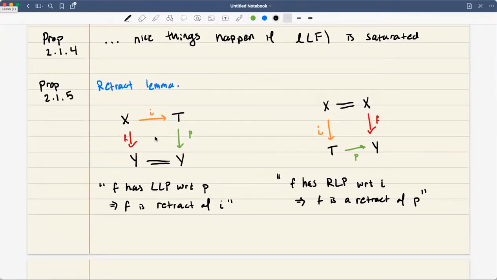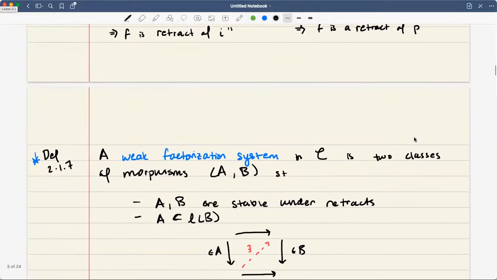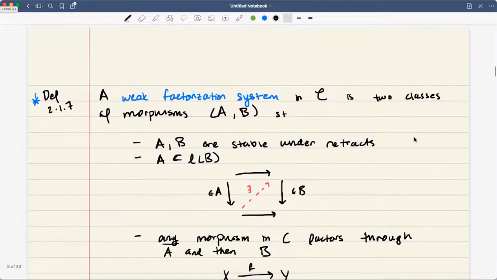Okay, and then there's the retract lemma. Here we're saying if F has the left lifting property with respect to P, the green arrow on the right, and we have this sort of diagram, then F is actually a retract of I, and we have something else on the right here. Again, these are just technical lemmas, which is why I'm breezing through them. I don't think it's super important to spend too much time on them here, but it would probably be useful on your own.